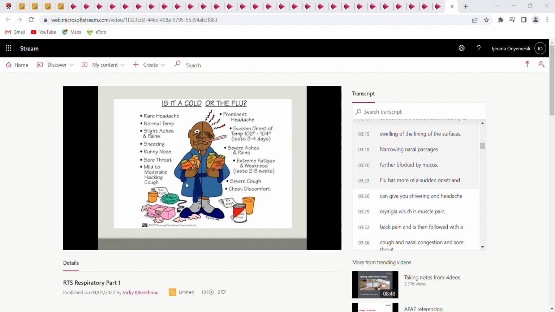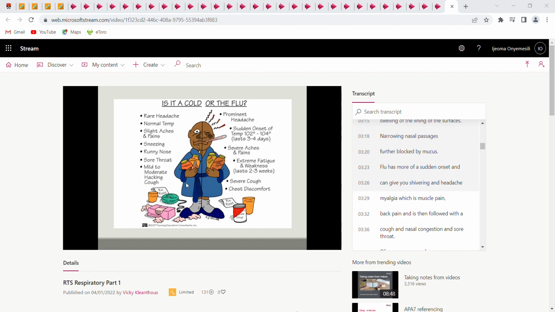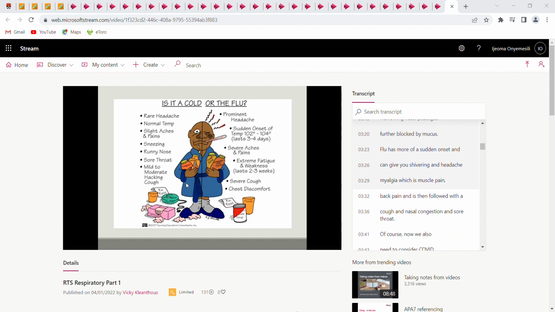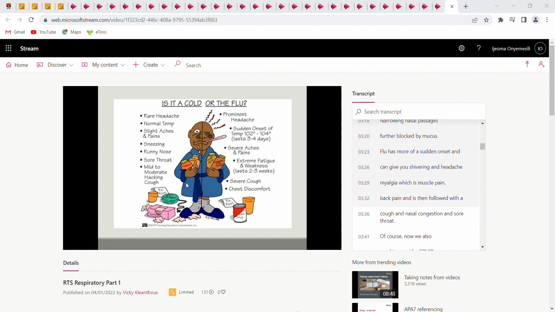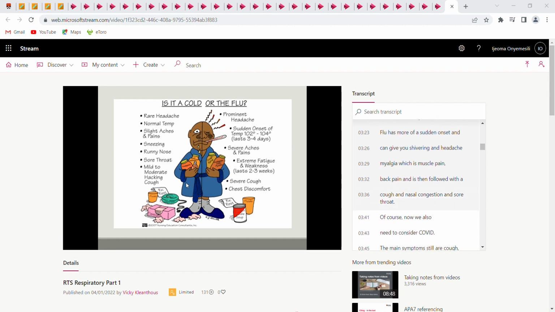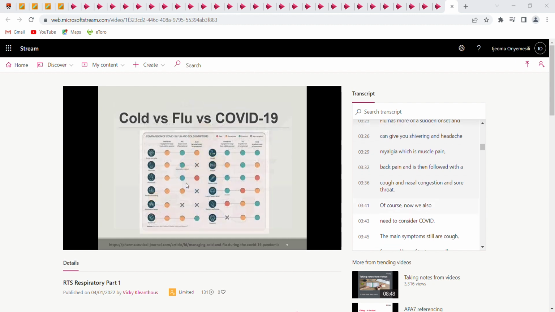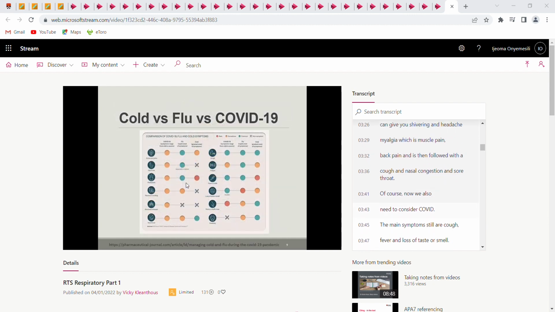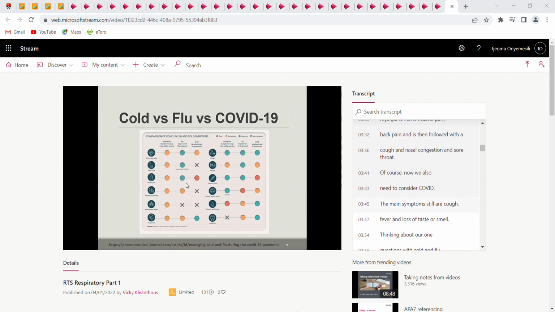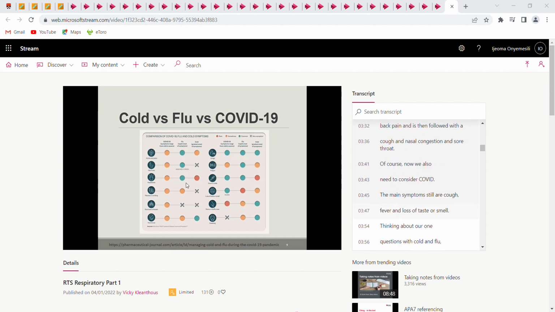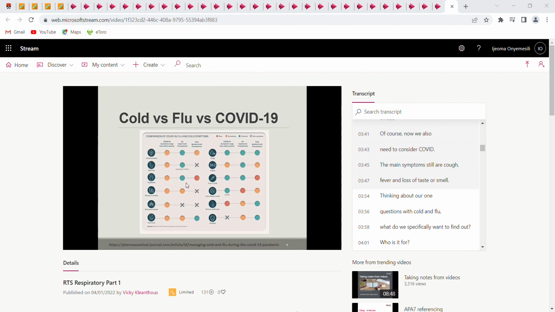Flu has more of a sudden onset and can give you shivering, headache, myalgia, which is muscle pain, back pain, and is then followed with a cough and nasal congestion and sore throat. Of course, now we also need to consider COVID. The main symptoms still are cough, fever, and loss of taste or smell.